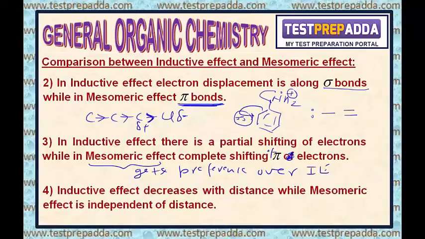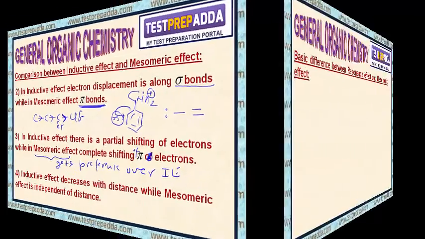Dear students, till now we have talked about mesomeric effect and resonance effect in the same manner. We have said that both the effects are same. Actually, this is not true. So now I will tell you the difference between resonance effect and mesomeric effect.